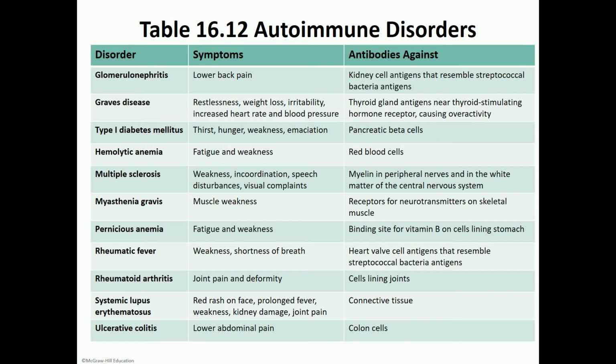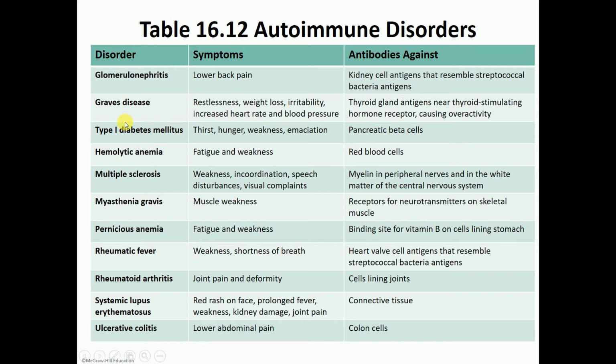These are different autoimmune disorders. Several of them have been mentioned throughout the course, and hopefully you recognize these. So we've talked about Graves' disease, which is an autoimmune disease of the thyroid tissue, where we made antibodies against the TSH hormone receptors, leading to hyperactivity and overstimulation of the thyroid tissue.